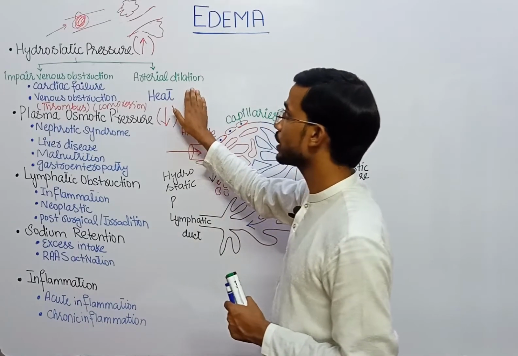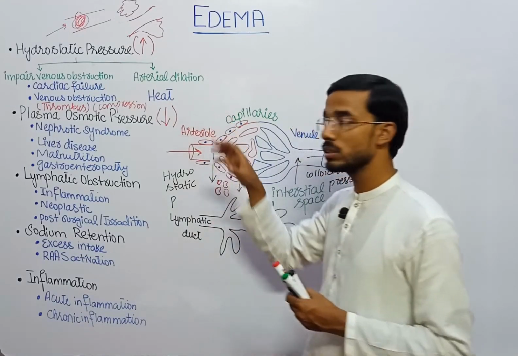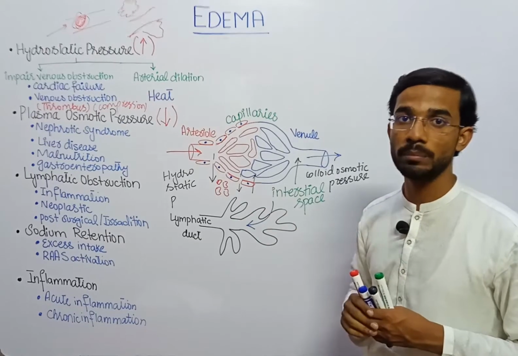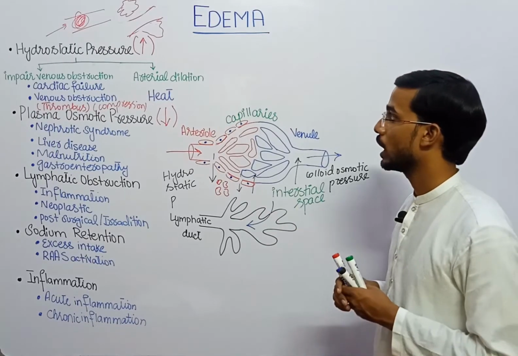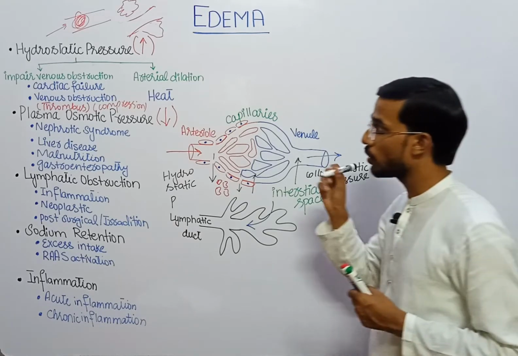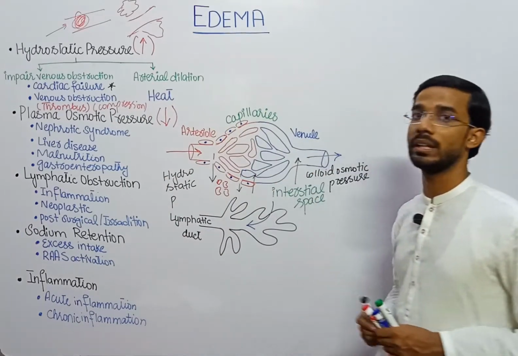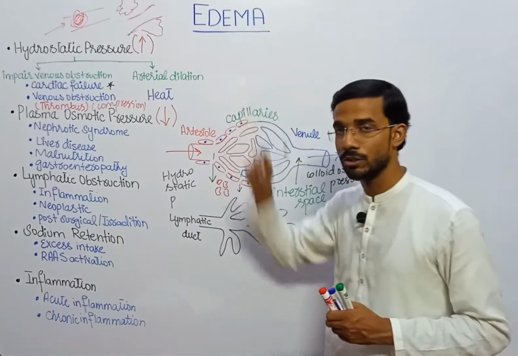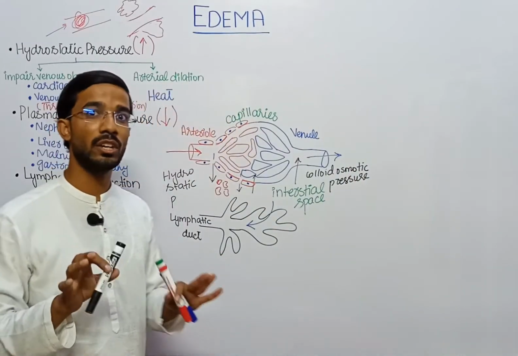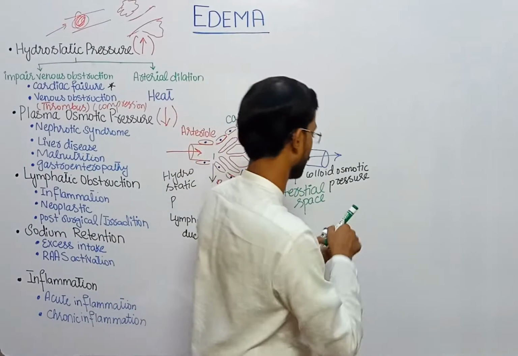In arterial dilation, it means in case of heat, arterioles dilate and remove the heat from the body. But now we discuss cardiac failure. How does cardiac failure increase hydrostatic pressure? Because this is very important and this is a very complex process. So stay with me.